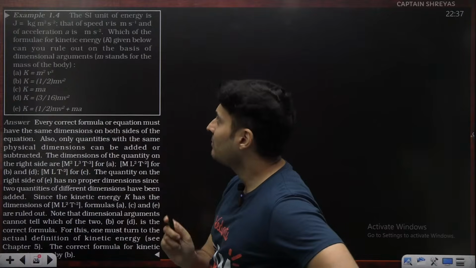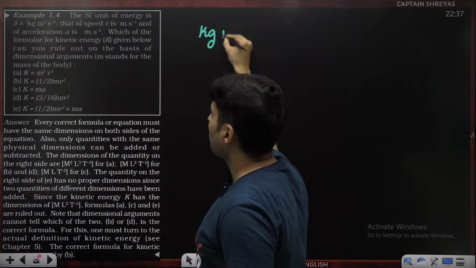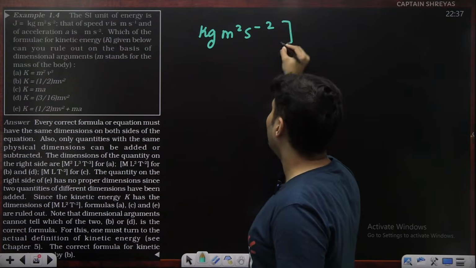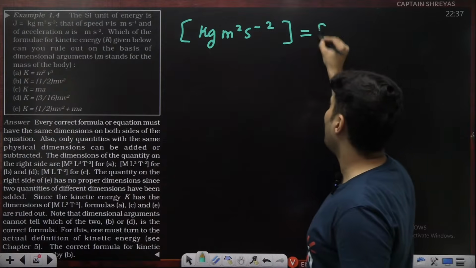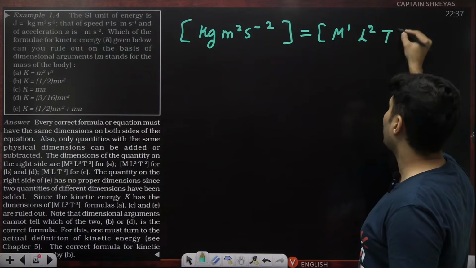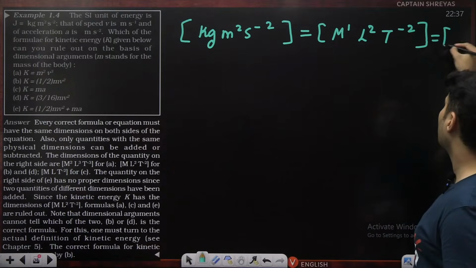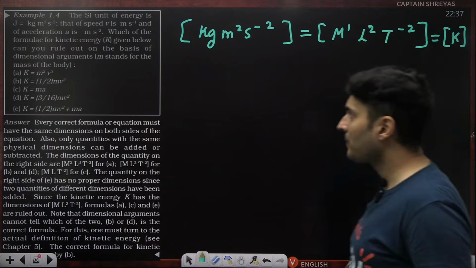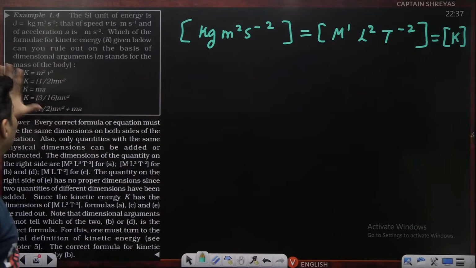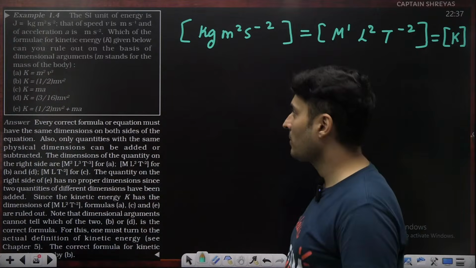Now kinetic energy, they have given the unit, and that is basically kg meter square per second square. If you check the dimensions of this unit, kg is mass, so M raised to 1, meter is length, so L raised to 2, time is second, so T raised to minus 2. These are the dimensions of kinetic energy. So out of the following options, by just pure dimensions, which all will not be correct? Which all will not be correct is the question.